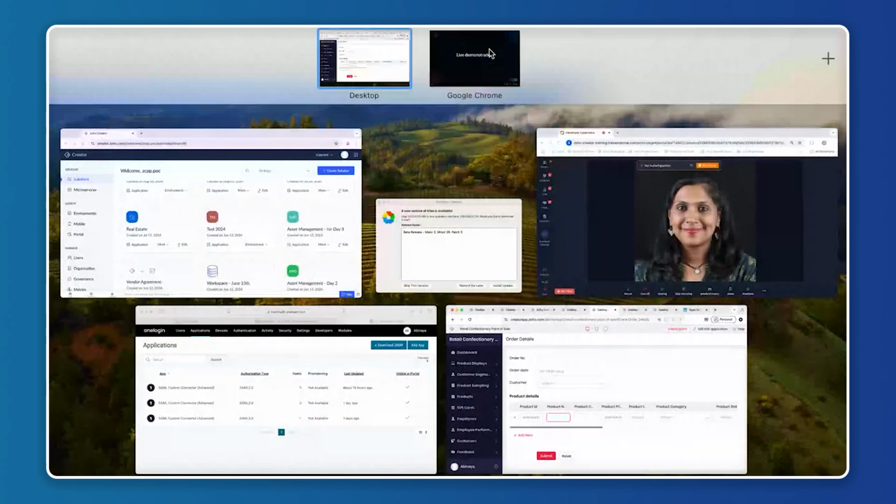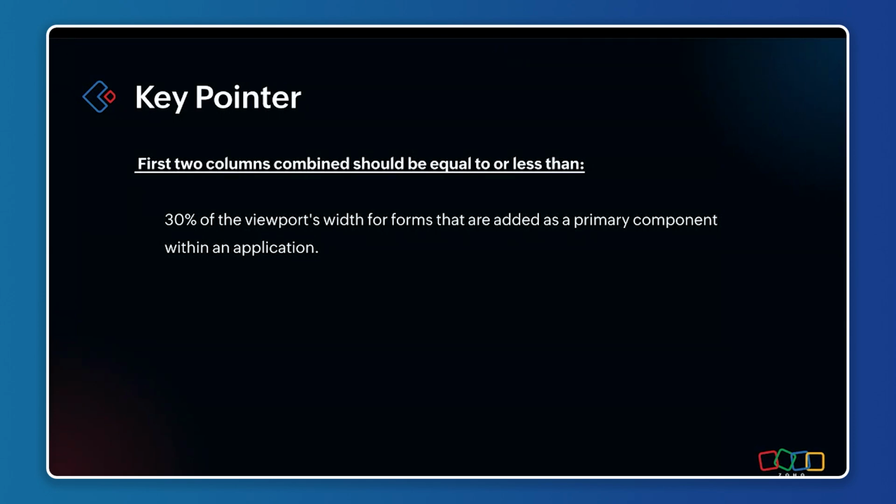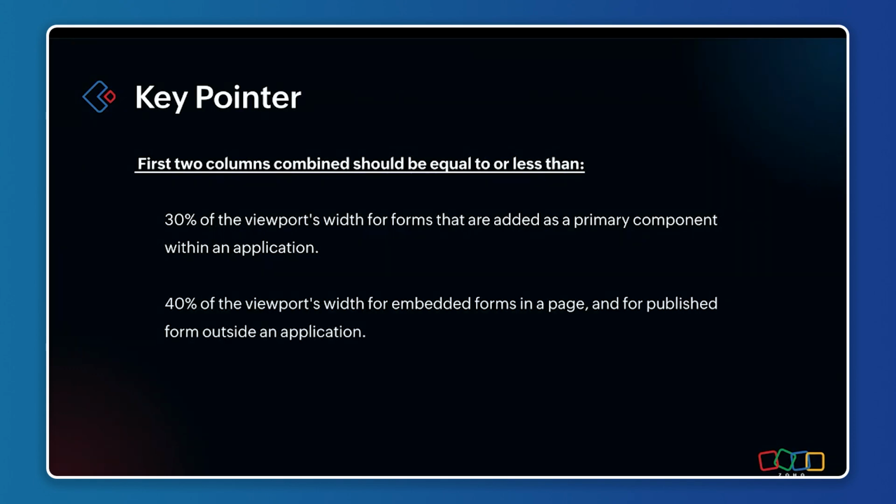So I'll get back to the presentation and I'll take you through the key pointers. The first, as mentioned, the first two columns combined should be equal to or less than 30% of the viewport's width for the forms that are added as a primary component. Let's say if you're embedding a form in a page, or if you're publishing a form outside an application, in those cases, the percentage would be 40% of the viewport's width.